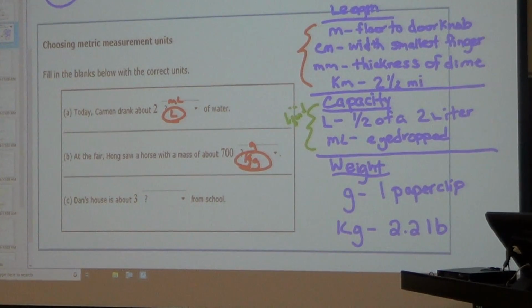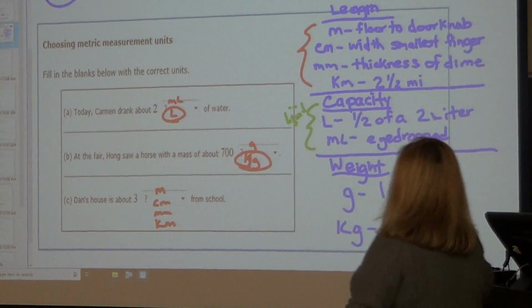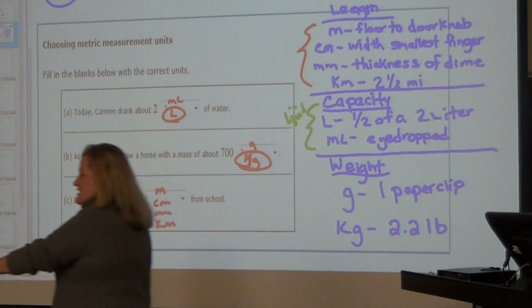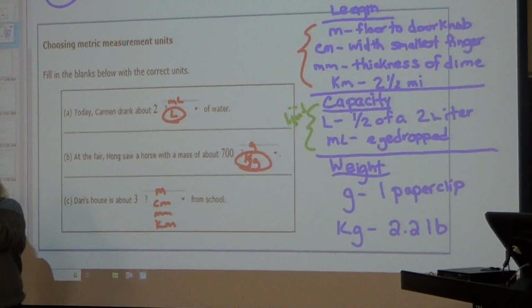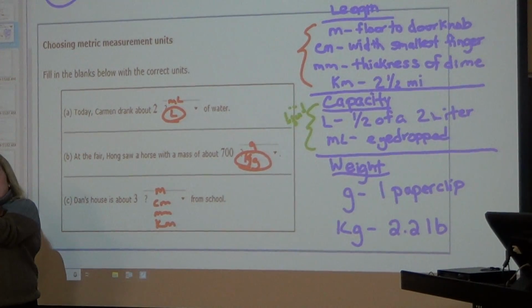Dan's house is about 3 meters, centimeters, millimeters, or kilometers from school. So, does Dan live about 3 meter sticks? If I put 3 of these on top of each other, there's 1, there's 2, and there's 3. So that means Dan would live here and the school would be there. That would be meters. Centimeters would be 3 pinkies. That means he lives this far from school.